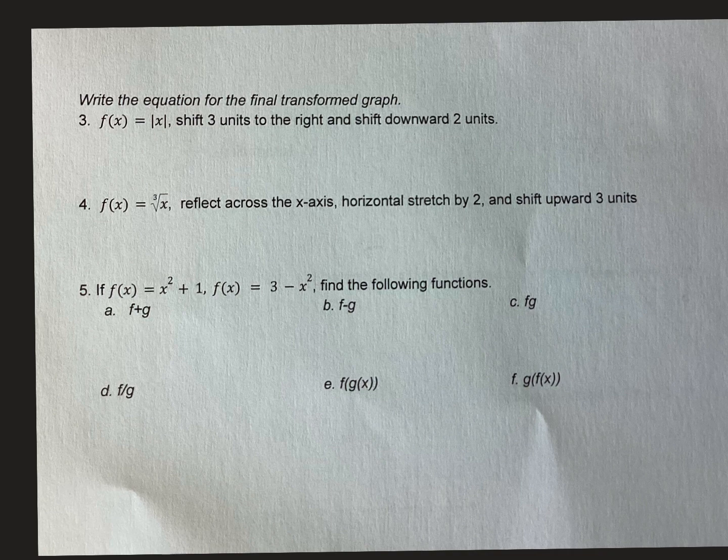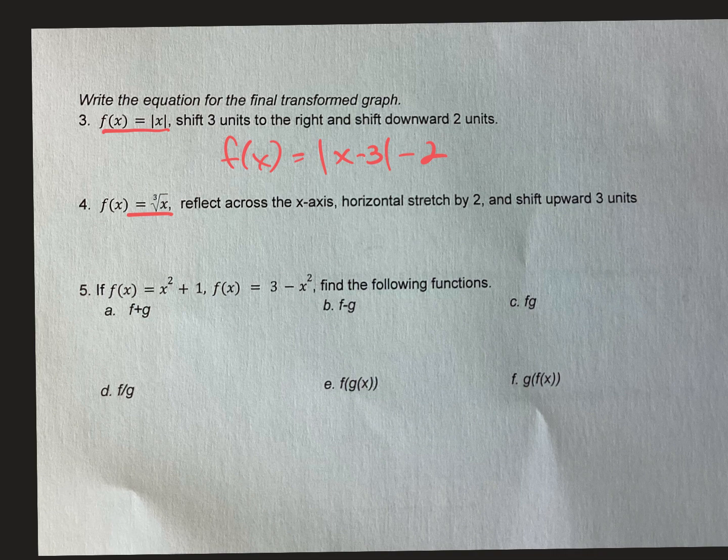Number three, write an equation. They're going to give you, like this one, absolute value, like a parent graph, and they're going to use some transformation to do, and I want you to write the new function. So this one says 3 units to the right. Remember the gesture, inside, opposite of what you think, left and right. So I'm going to put minus 3 because it's opposite of what you think. Down 2, that's outside, minus 2. That's all there is to it.